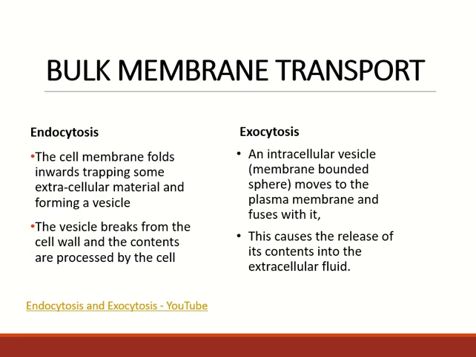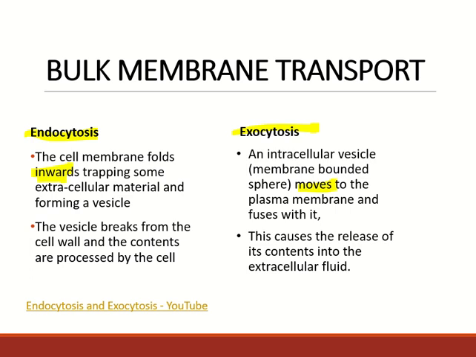The last few types of transport are called bulk membrane transport. They are going to use the cell membrane to make vesicles and to move substances in and out of your cell. And so endocytosis means that you are bringing stuff into the cell, and I will show you in a picture on the next slide. Exocytosis is moving stuff out of the cell. Makes sense. Enter, exit.